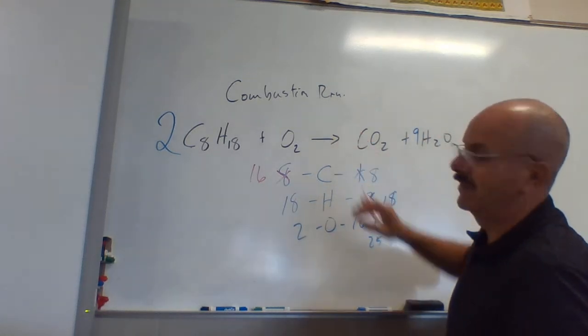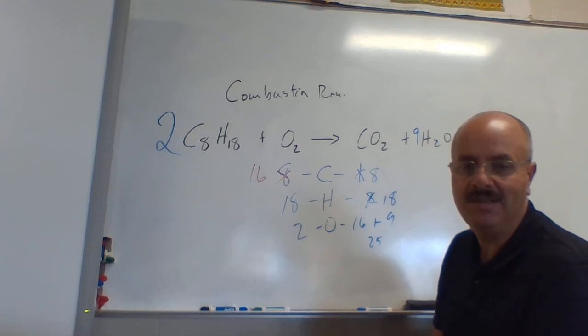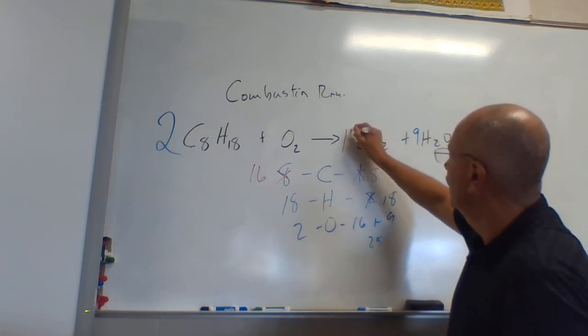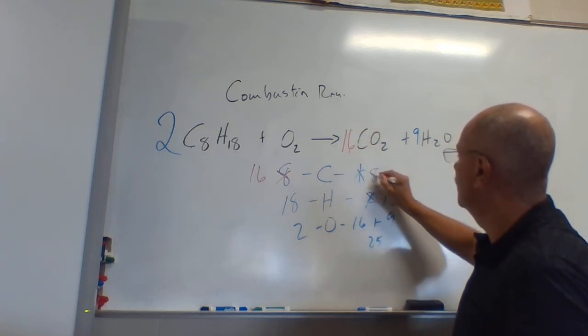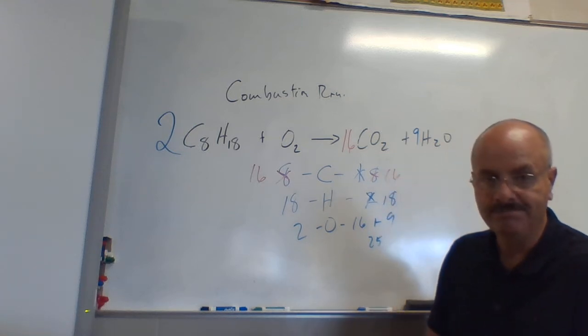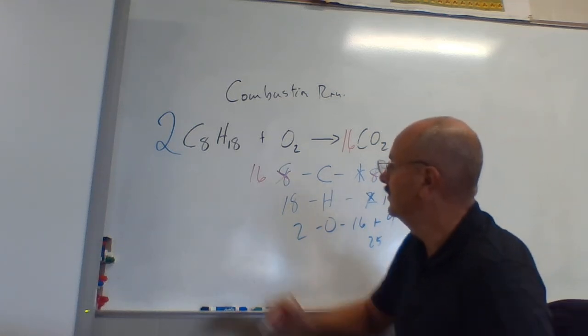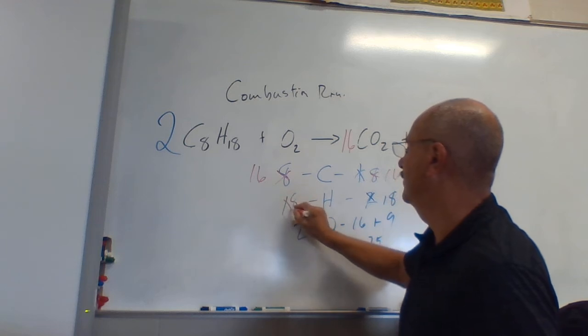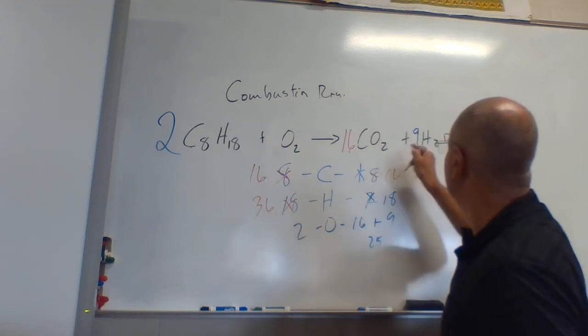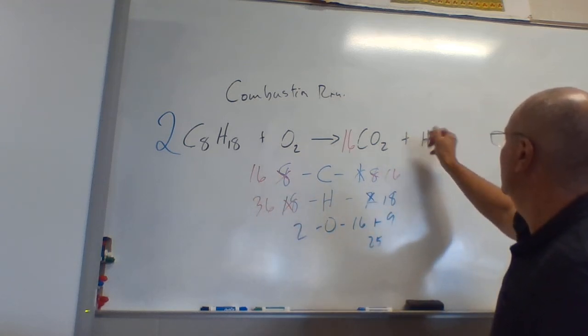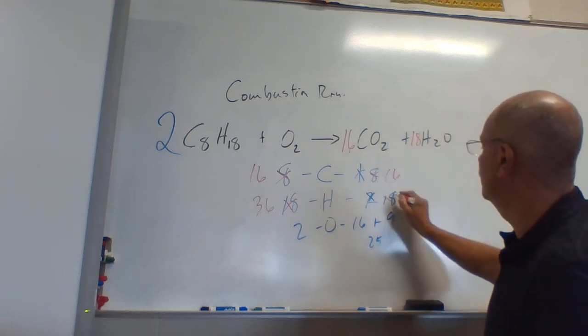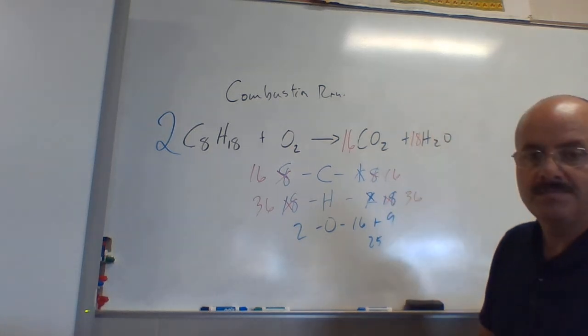This is where it becomes not very easy because you have to erase things. So I need to put 16 in front of it. 16 times 1, that's 16. And I do my H's. Well, 2 times 18, that's 36 of them. So on this side, I have to change this. It has to become an 18. 18 times 2, that's now 36.